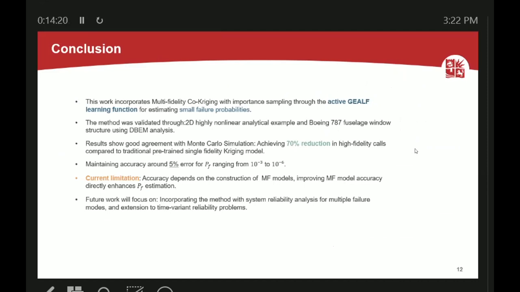And the limitation is quite clear. If we have a better surrogate model for estimation, we will have a better estimation of failure probabilities. And now we are trying to apply the same method to multi-failure modes. That means we'll have more limit state functions and probably time-variant probabilities.